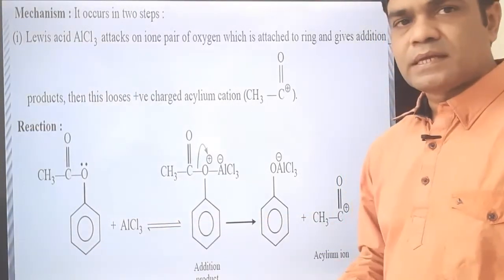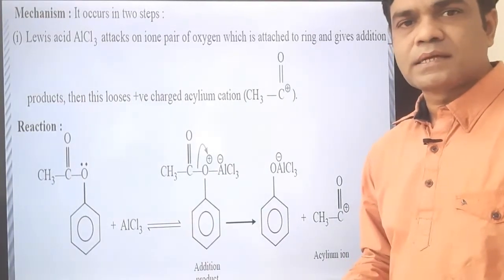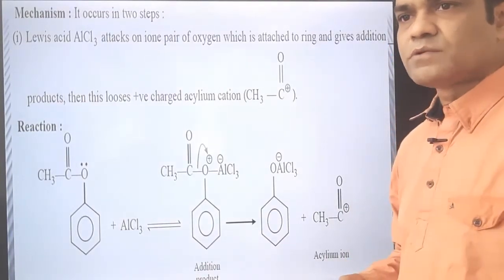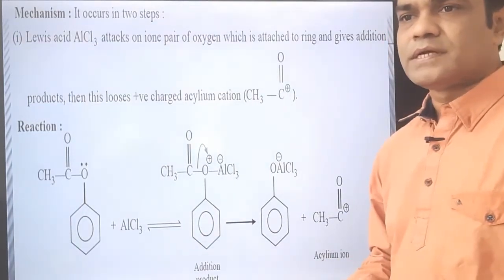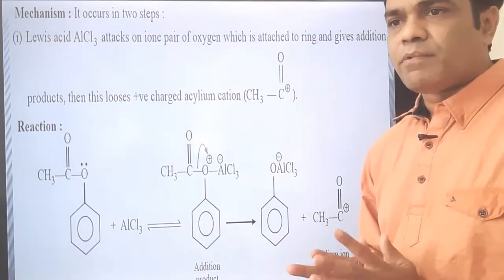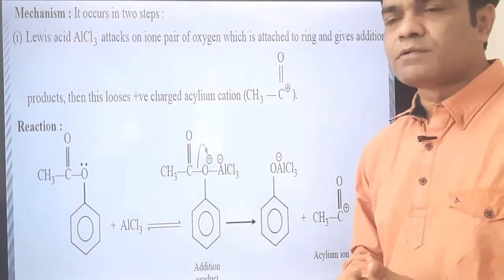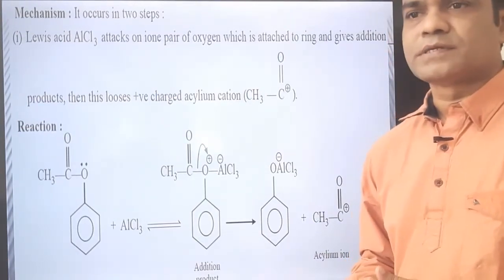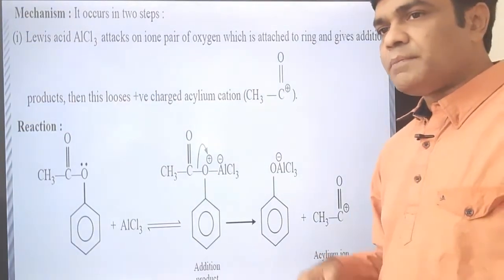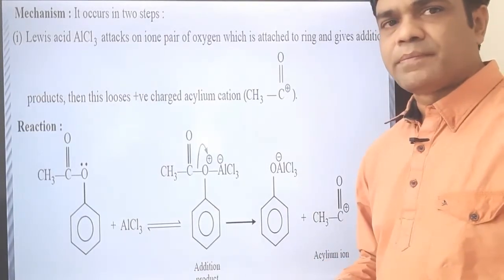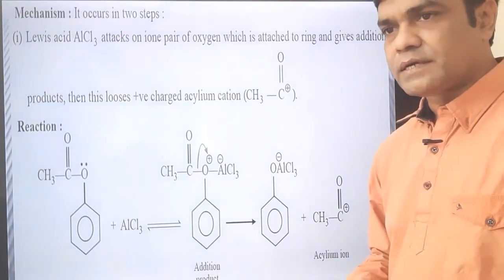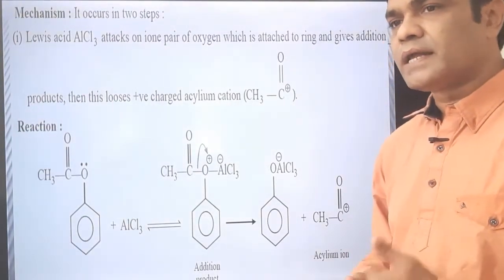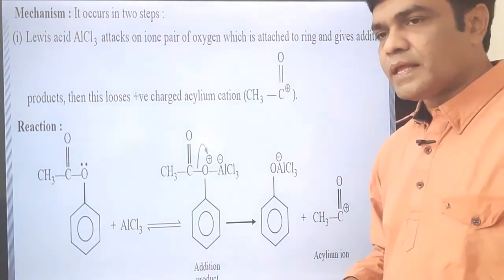Because 3 chlorines are there, in one bond 2 electrons are there, and 3 bonds are there, so 2 3s are 6, 6 electrons are there. So only 6 electrons are present, and the octet rule says that there should be 8 electrons for the stability of the atom. It means the aluminum is electron deficient. Being electron deficient, it is electrophilic in nature, and that's why it will attack the electron rich center.